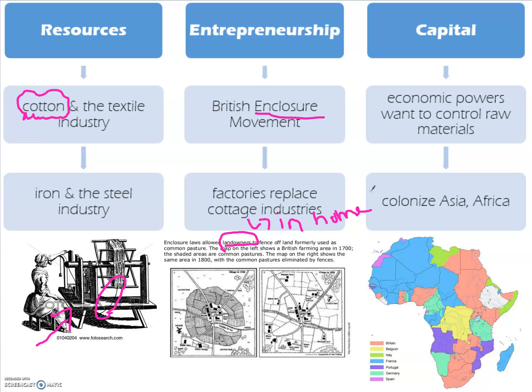The other piece is that the countries in power needed a steady source of capital, and so what they were looking for is a way to control raw materials. And that is going to lead to the colonization of both Asia and Africa. We'll get to that in a little bit later when we talk about imperialism. But you can see from this map that unlike the early modern period where you had all these different African kingdoms, this map shows you that almost the entire continent of Africa is going to be a colony of a European country during the Industrial Revolution.